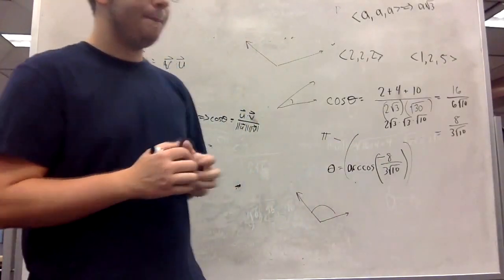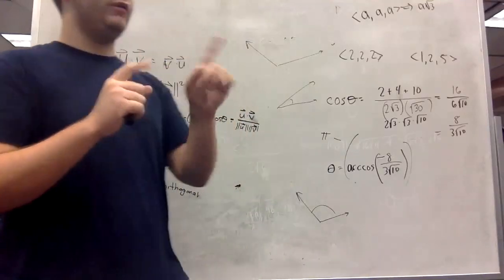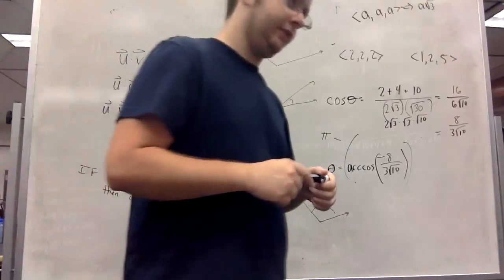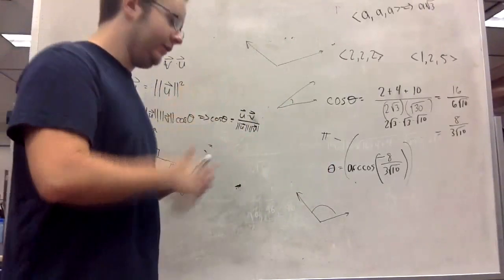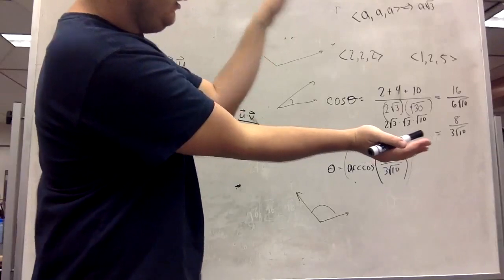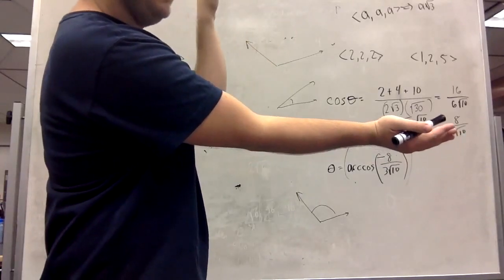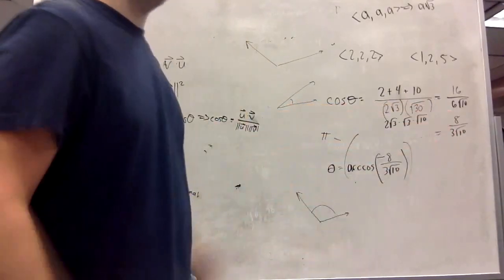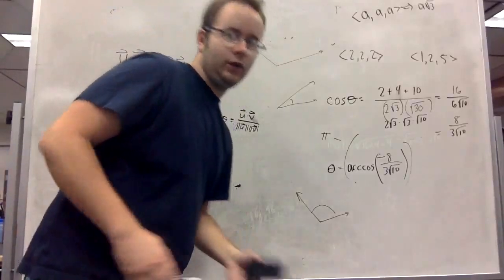So if the dot product's positive, it's acute, and if it's negative, it's obtuse, and if it's 0, it's orthogonal, exactly. Positive is acute. We're talking about gator chomp here. Orthogonal, we've got 90 degrees, when it's 0, and when it's negative, it's an obtuse angle. Alright.